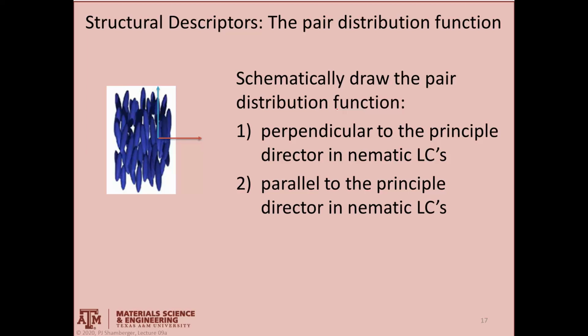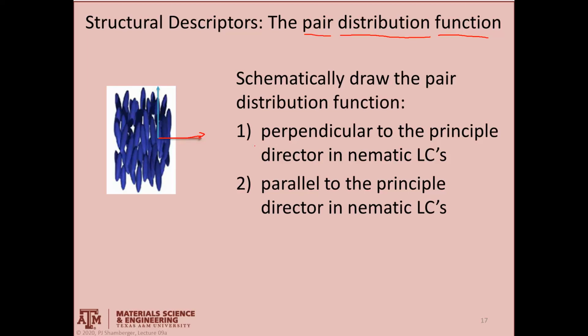So we're going to go on and talk about the others, but I want to pause and bring back up something that we had learned when we were dealing with amorphous materials, and that's this idea of a pair distribution function. So the pair distribution function describes the probability of finding a mesogen in a particular position. And one thing that's useful is to schematically draw the pair distribution function in two directions, either perpendicular to the principal director, so perpendicular to the direction that these are pointing, or along the direction, parallel to it.